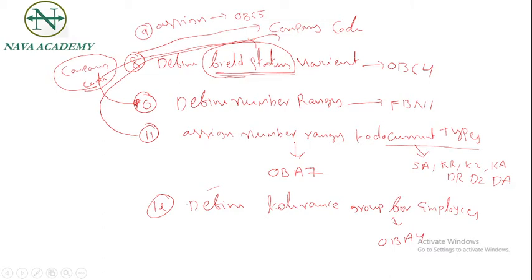Next, define assign user to tolerance group. We assign users to the tolerance group. T code OB57.